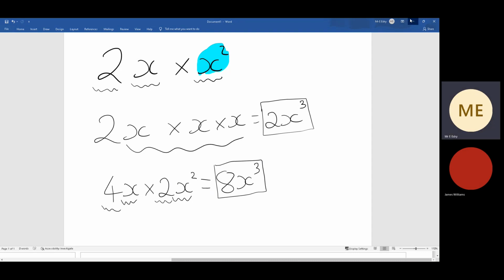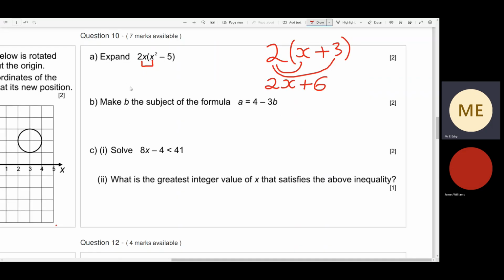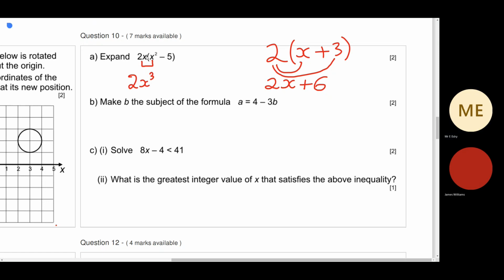So if we go back to what they're asking us, they're saying expand the brackets. That means times everything on the inside by what we have on the outside. So we have 2x times x squared, which is 2x cubed. And then what would 2x times 5 be? So 2x times 5, what would that be? So 2x times 5 is going to be 10x. So we have 2x cubed, take away 10x. Okay?